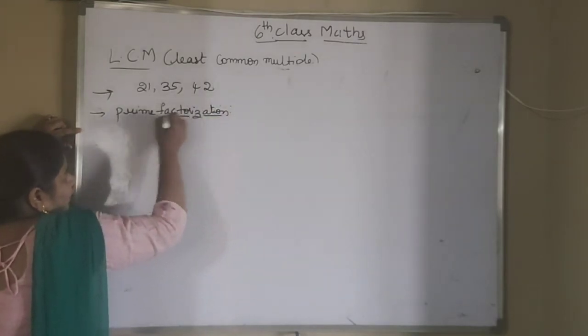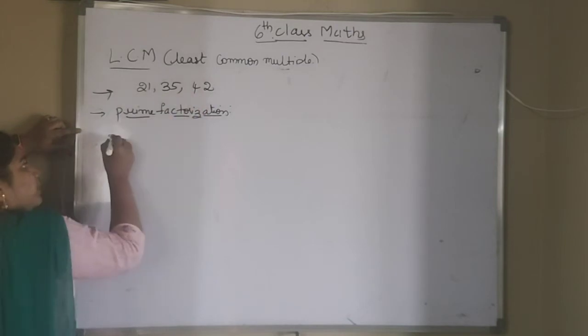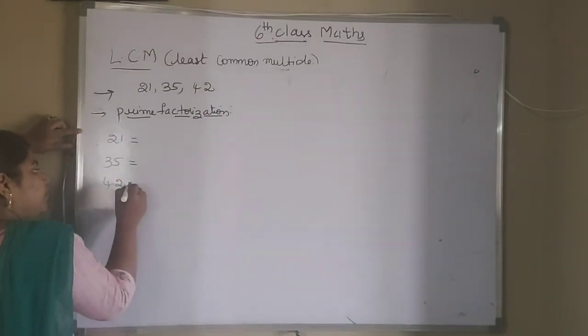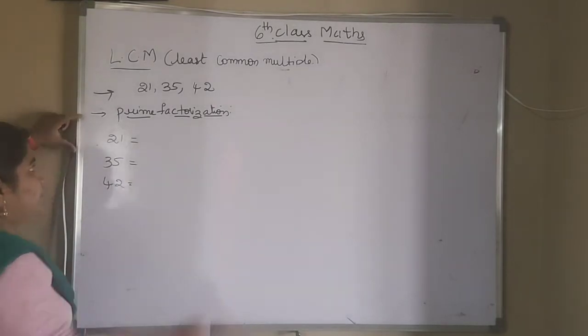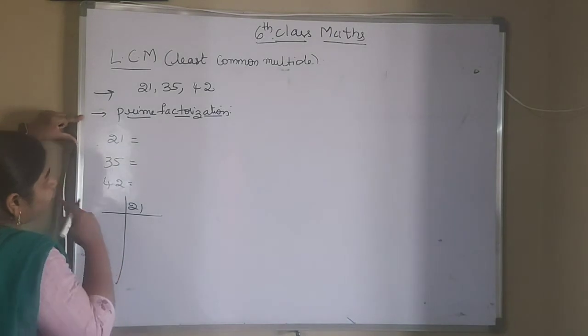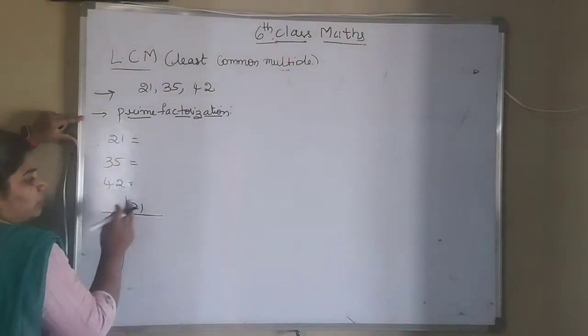So how to do prime factorization? Individually you write the numbers first. Now do prime factorization for 21. First I am taking 21. 21 will go in which table? 21 will go in the 3 table.